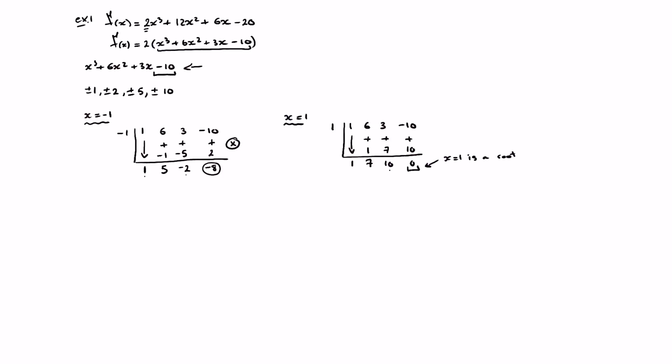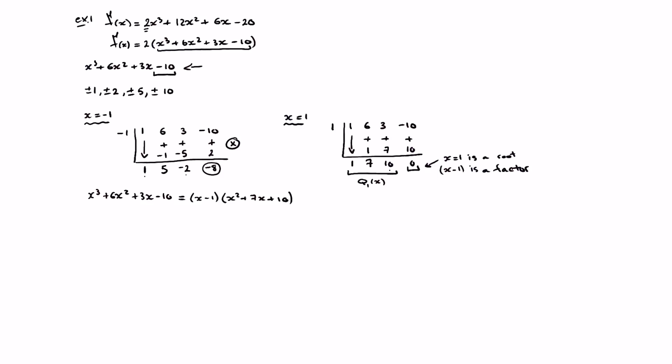In turn, this allows us to state that x minus 1 is a factor of this polynomial. And we have our quotient polynomial function here, which I'll call q1 of x. So at this stage, what we can already write is that our polynomial function x cubed plus 6x squared plus 3x minus 10 equals x minus 1, the factor, times q1 of x, which is x squared plus 7x plus 10.